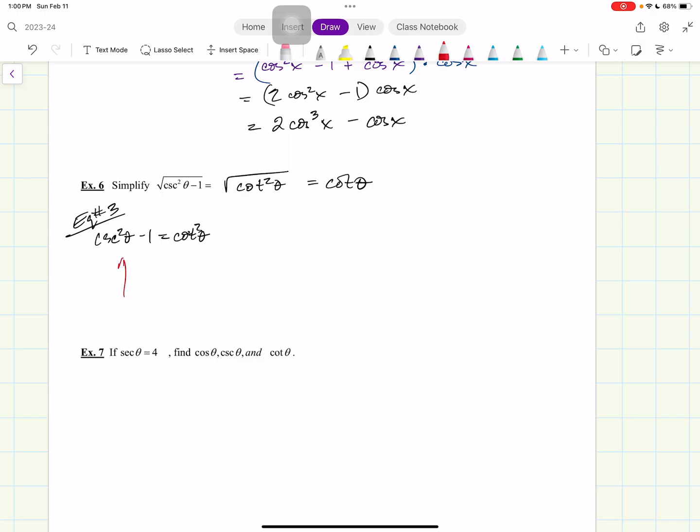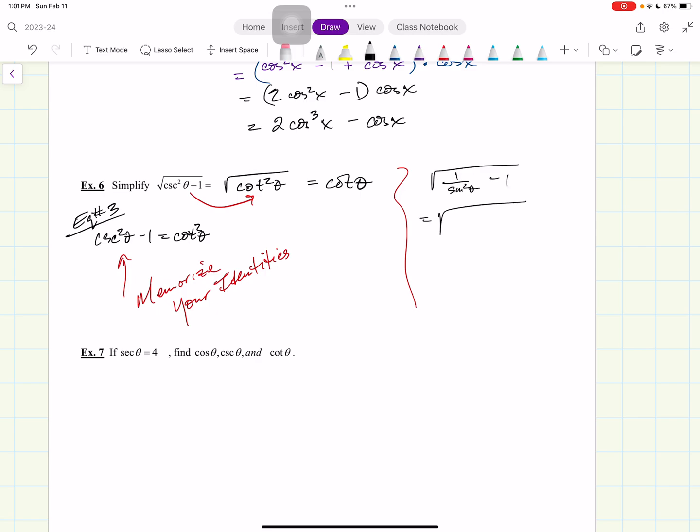The key is you've got to memorize your identities, because if you don't, you won't be able to see this. You won't be able to make that little substitution to make it simple. You'd have to go back to basics and rewrite in terms of sine, which would get messy. If you didn't see that, you'd have 1 divided by sine squared theta minus 1.